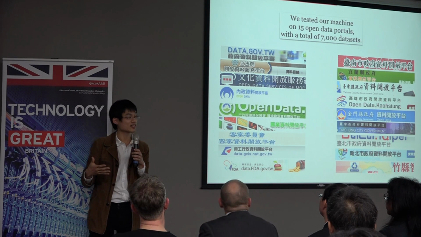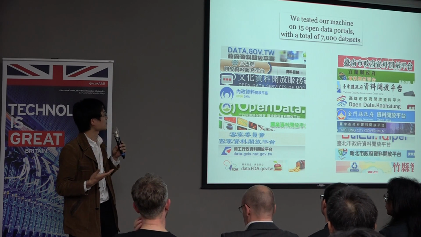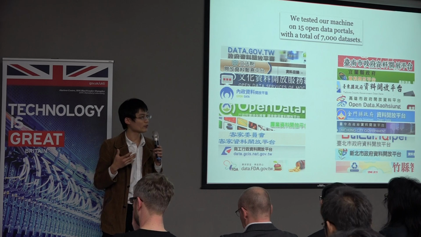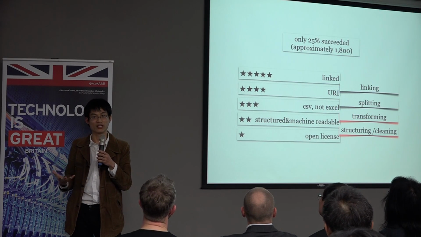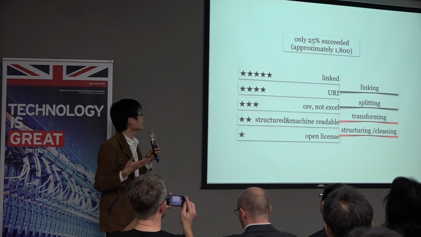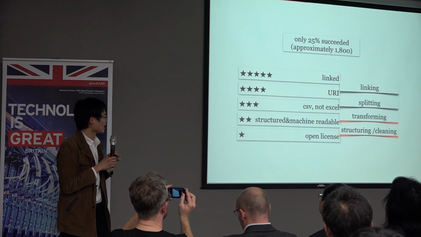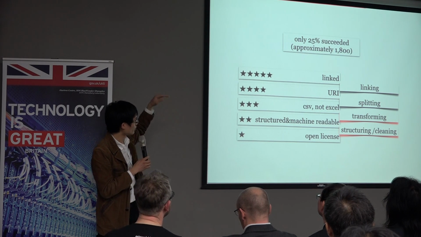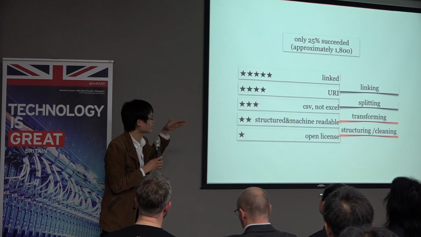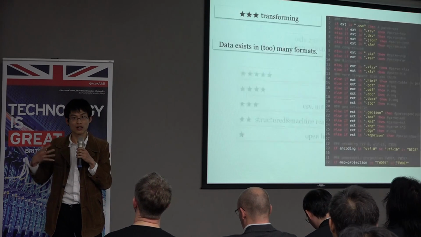that's 7,000 data sets, from 15-something open data portals, and the result is that only 25% of the data succeeded. A lot of them fail. They fail primarily at two parts: the structure and cleaning part and the transforming part. From 3-star up is okay, but for the bottom two, we're having a lot of problems.